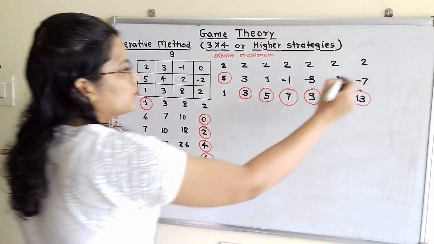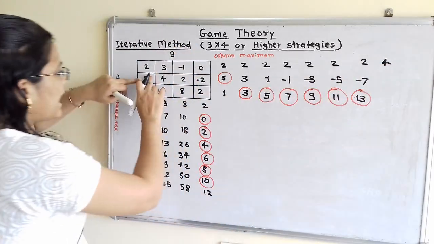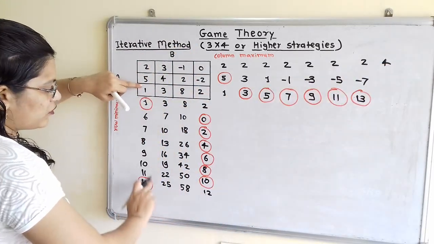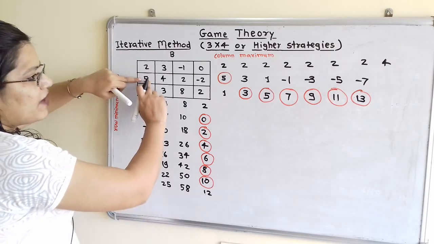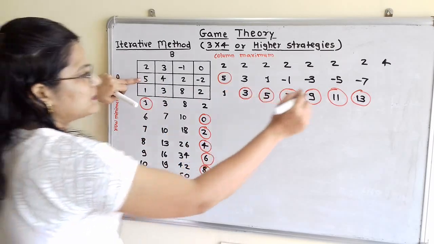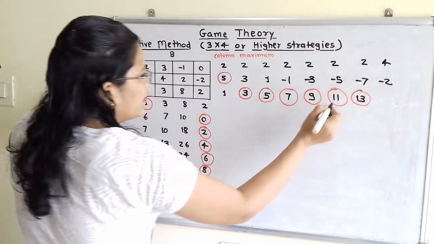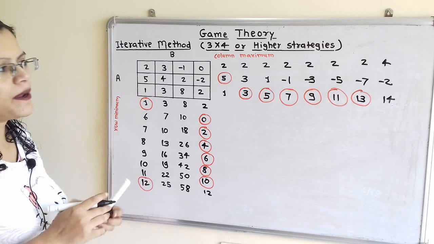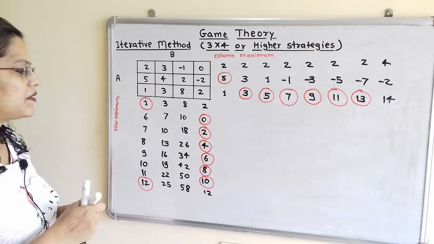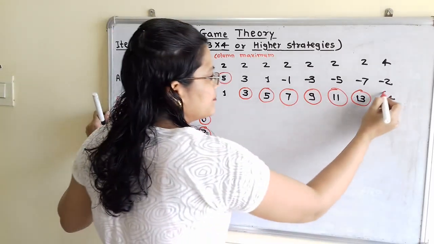So 2 plus 2, 4. So here we have to take elements from the first, because we have encircled this first number. 5 plus minus 7, that is minus 2. 1 plus 13, that is 14. So again column maximum. So column maximum is the 14 number.